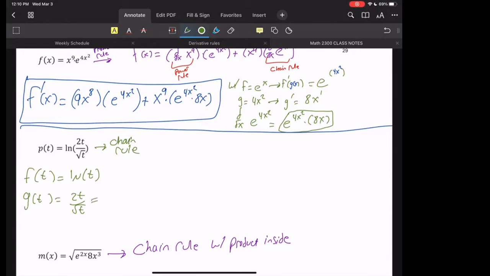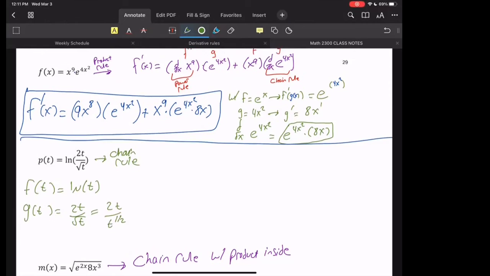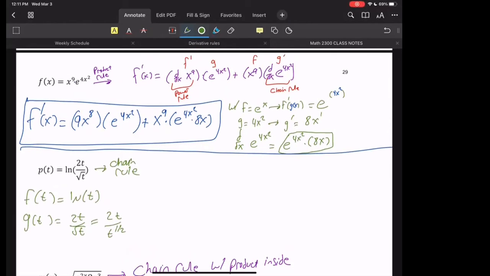And I'll just remind you that square root is the same thing as t to the 1/2. And we're going to want to think about it as t to the 1/2 because when we take the derivative, it's an easy power rule, right? So this one's really just a chain rule, but then we're going to have a quotient rule inside it. So it's a little bit different than the last one, right? The last one was a product rule that had a chain rule in it. This one is a chain rule that has a quotient rule.